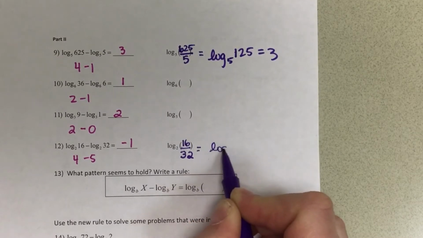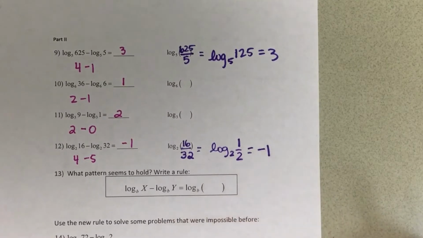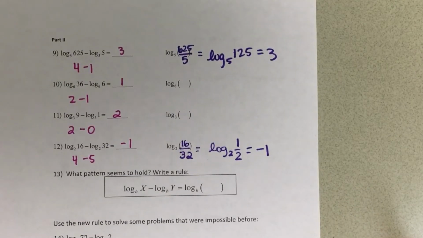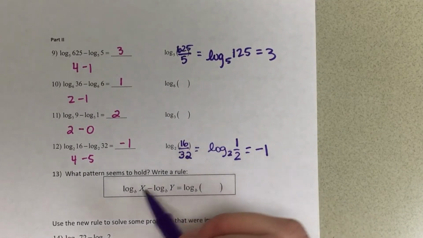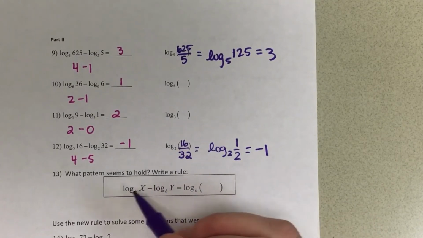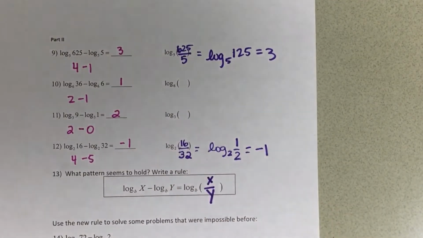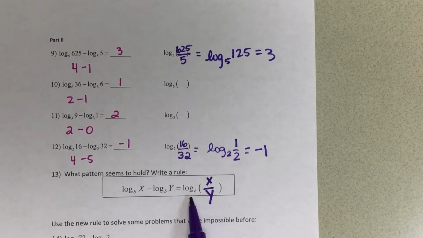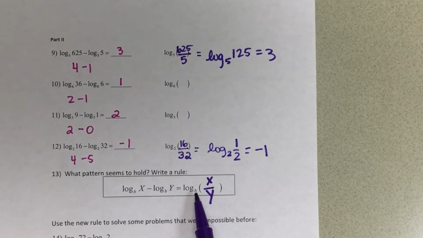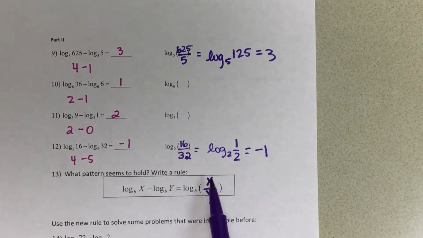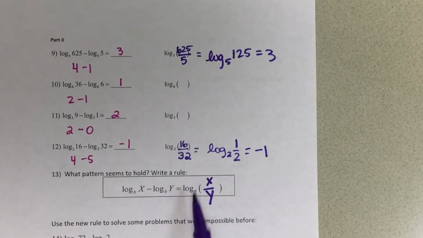So this becomes log base 2 of 1/2, which is going to equal -1. So our next rule is that if I have the difference of two logs, it becomes the log of a quotient. Now, I need to emphasize to you guys, see that this log is written only one time? That is very important to remember. You're taking the log of a quotient. You're not taking the quotient of two logs. So you should not have logs on both levels.